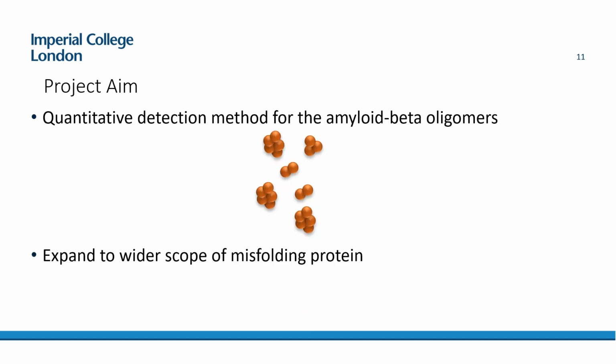This project works towards a quantitative detection method for the A-beta oligomers, which are difficult to track. It also has the potential to be expanded to a wider scope of misfolding proteins. This method will hopefully aid the field with a high throughput method for detection and quantification of A-beta oligomers, and moreover in the future, the misfolding proteins.